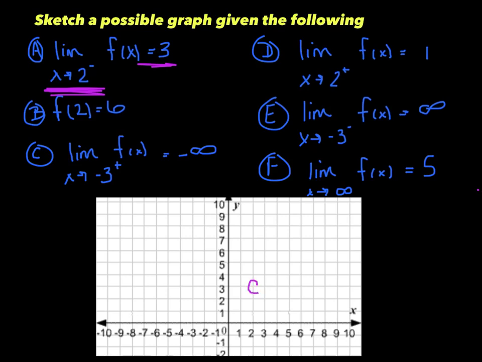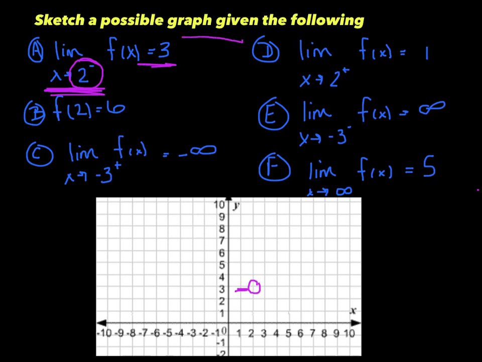Now I'm going to put an open circle there because I don't know at the moment if it's open or closed, so it's always best to put an open circle there. The other thing I'm going to do is, notice it was as x approaches 2 from the left. I'm going to put a little tail on the left-hand side to remind myself I'm coming in from the left side.